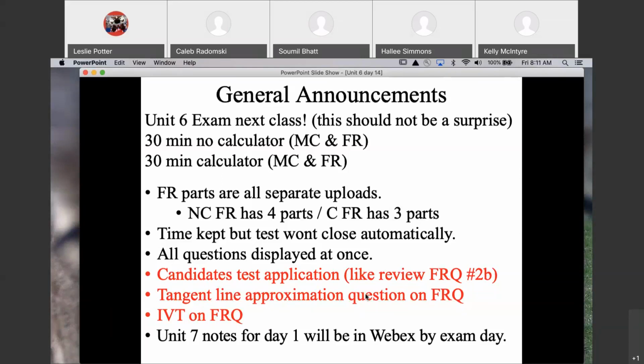And then you're going to have y equals some number slope times quantity x minus another number plus another number. And then you're going to use that as an approximation equation, so you can plug in a value for x and get an approximate y. And then there's going to be an intermediate value theorem.